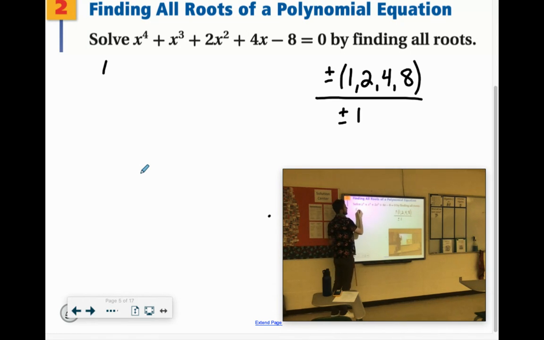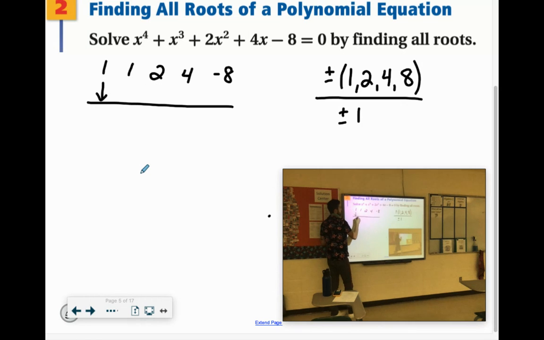So we have 1x to the fourth, 1x to the third, 2x squared, 4x, and -8. We got to get it to 0 out. So I know that this has to be +8 over here because -8 plus 8 is 0. So I don't know, let's try 1. Let's see how that works for us.